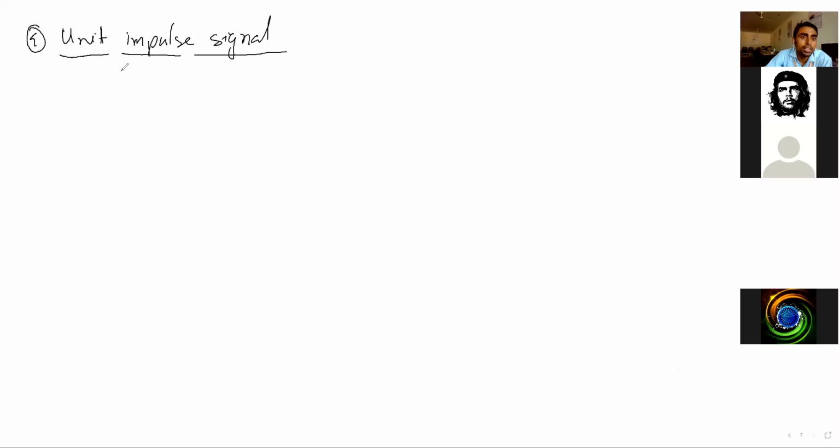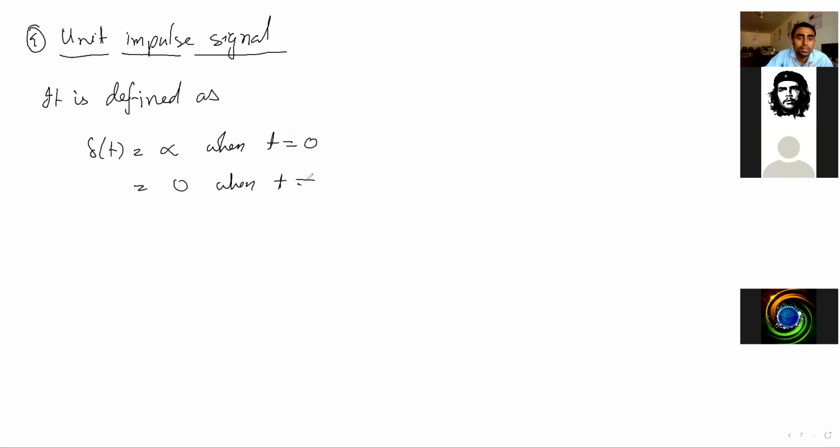This signal is very important. The impulse means some spikes on the x-axis. The amplitude exists for a very short duration of time. The spike will be there in the signal. So it is defined as del t equal to infinity when t equal to 0 and 0 when t not equal to 0.